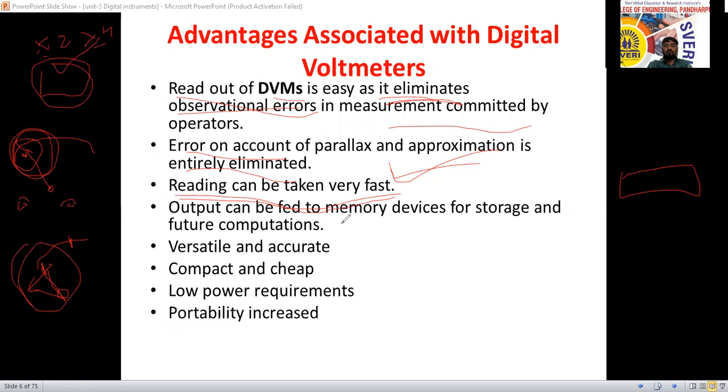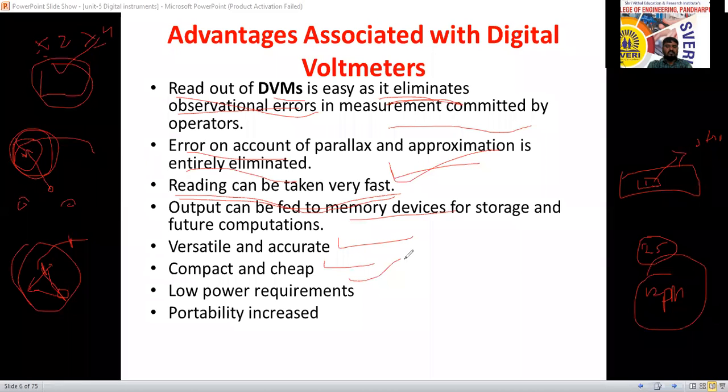Output can be fed to memory devices for storage. This value we are saving here, and it is going to display. This value we can send to the storage system and it can be stored for future purposes. Suppose on 5th January, how much voltage was there at 12 p.m.? We can check that and get that value if the digital storage system is there. It is versatile and we get an accurate answer. It is compact and cheap.